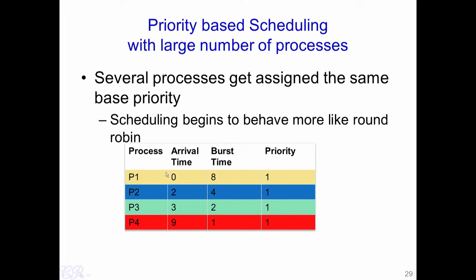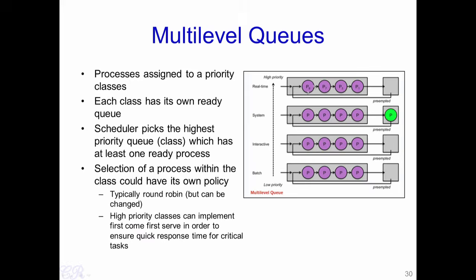So, this is depicted in this particular figure, where we have 4 processes arriving at different times and having different burst times, but all of them have the same priority. In such a case, the scheduling would begin to behave like a non-priority based scheduling algorithm. For instance, it would begin to behave like a round robin scheduling algorithm. So, in order to handle this, what modern operating systems have is multi-level queues.